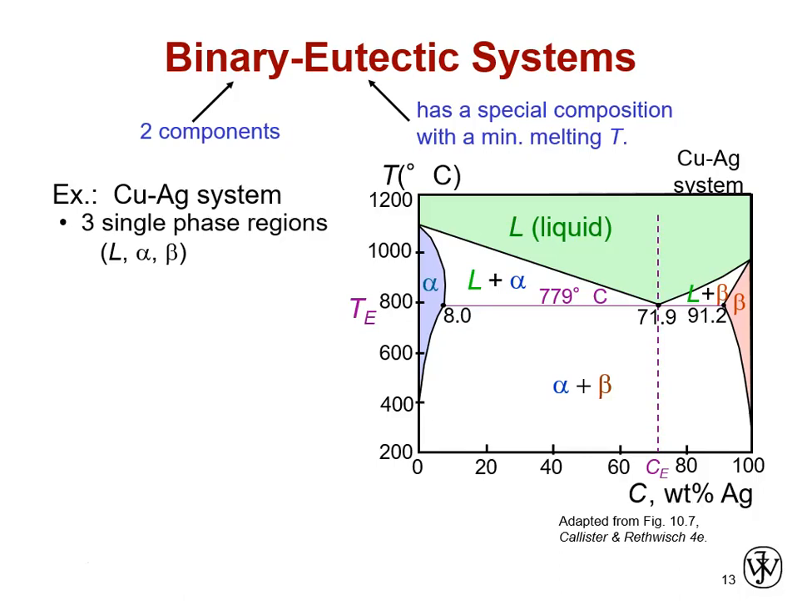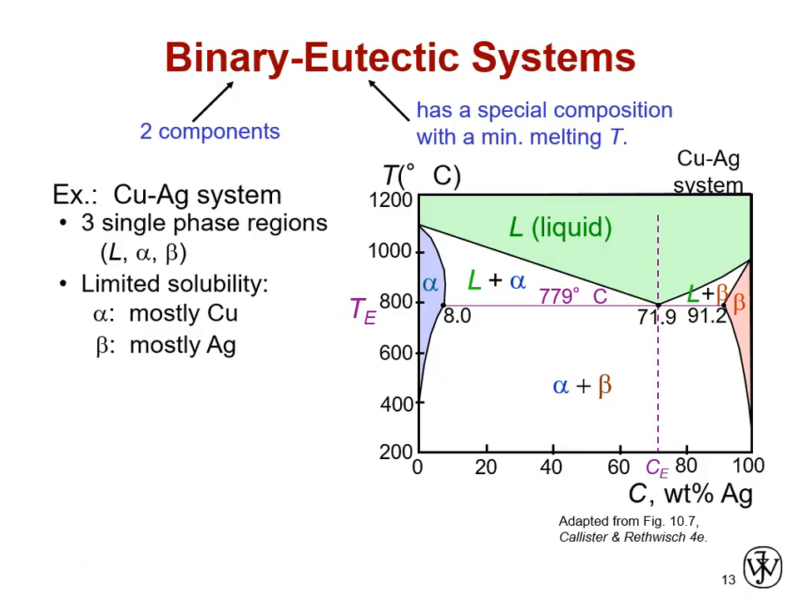So we have three single phase regions in this diagram. We have the green region, kind of at the upper part, the high temperature region, which is, not surprisingly, liquid. We have a solid solution, so it can have both copper and silver in it up to a certain point, but it's a single solid phase that's nonetheless pretty much copper rich. Over on the left hand side of the diagram, called alpha, remember I said these go by Greek letters generally, and then we have a silver rich solid solution over on the right hand side called beta, and that's in red. So three single phase regions.